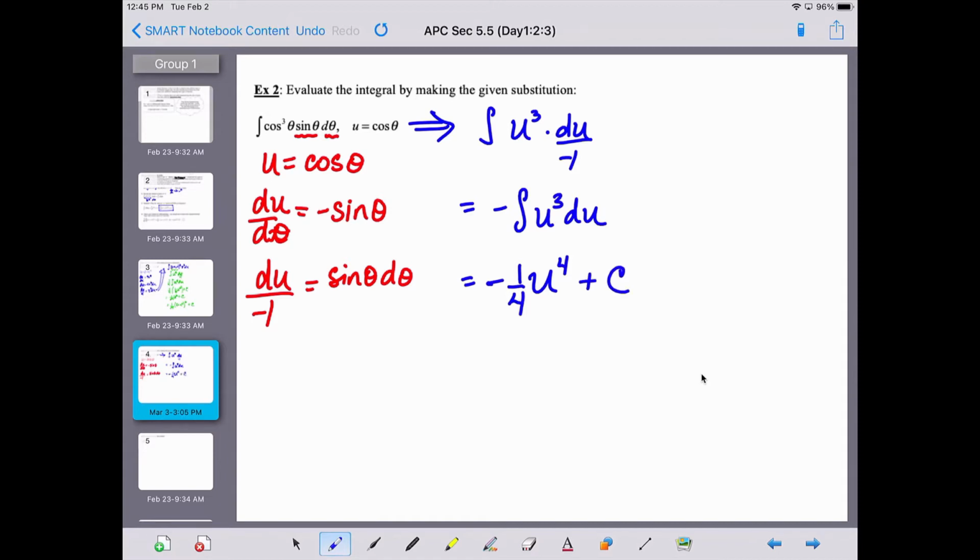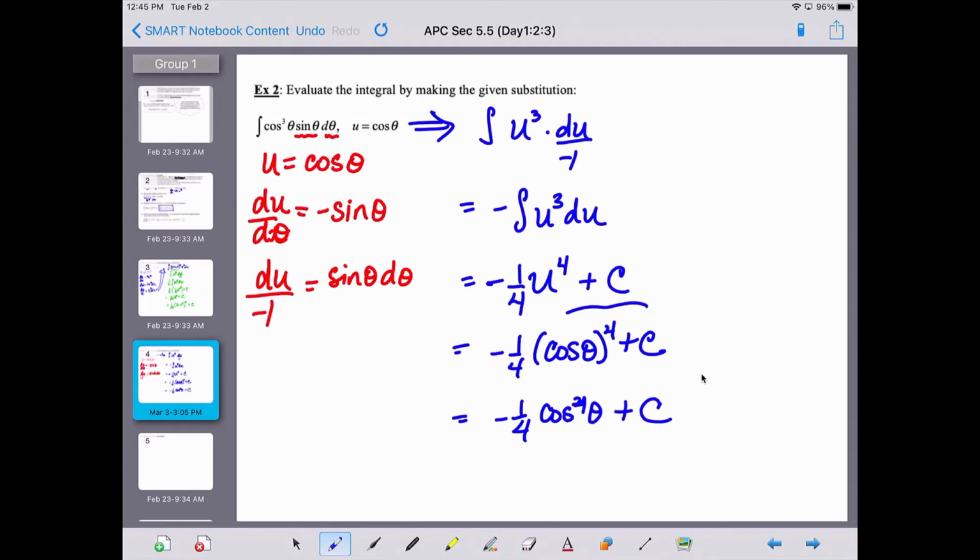And then I can go ahead and substitute in what u was equal to, which I know was cosine theta. So my final answer is going to be negative 1/4 cosine theta to the 4th power plus c, which, as we know, we can always write those trig functions with the exponent inside. So cosine to the 4th of theta plus c, like that. Either one of these is fine notation as far as I'm concerned because they mean the same thing.